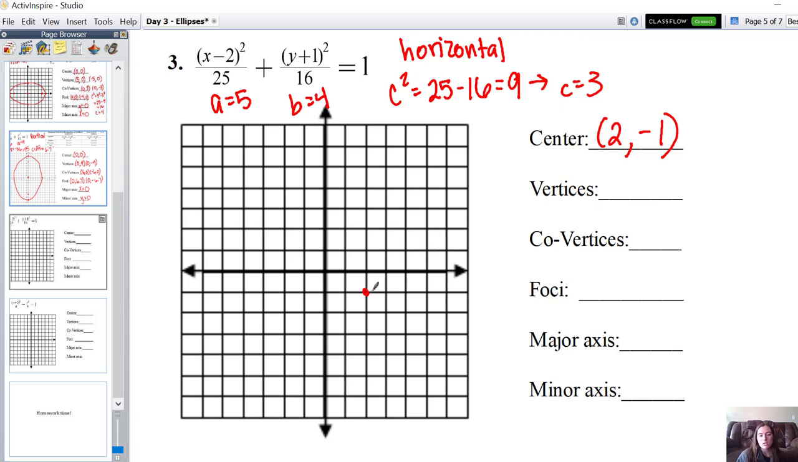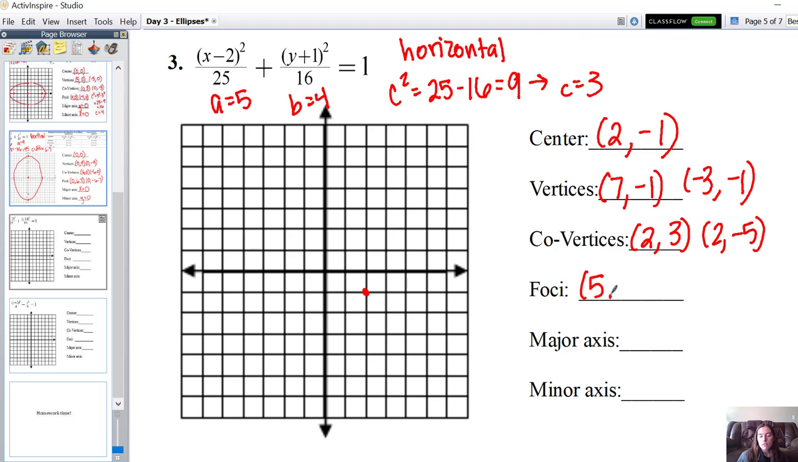Again, since this one's horizontal, the x value is what's changing in my vertices. So I need 2 plus 5 and 2 minus 5. That gets me at 7, negative 1, and negative 3, negative 1. The co-vertices are going to be a change in my y value, so I'm going to do negative 1 plus 4 and negative 1 minus 4. That's at 2, 3, and 2, negative 5. For my foci, since it's horizontal, my x values are changing. I need 2 plus 3 and 2 minus 3. 5, negative 1, and negative 1, negative 1.